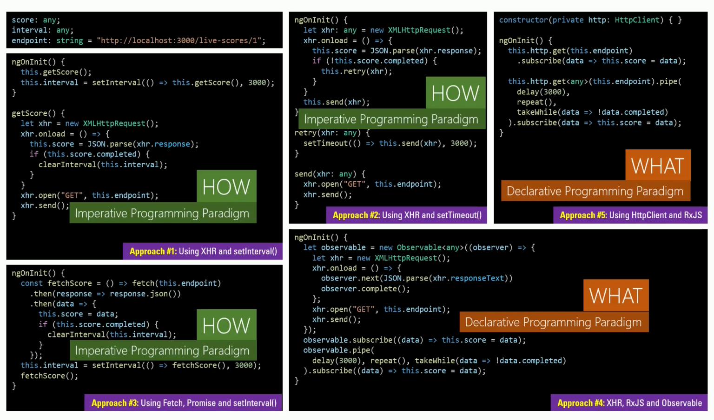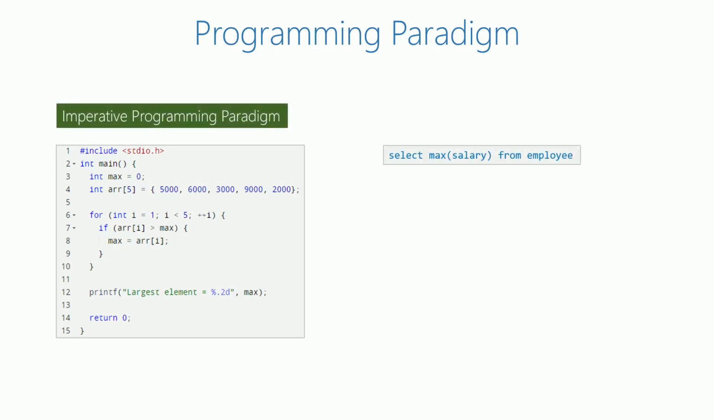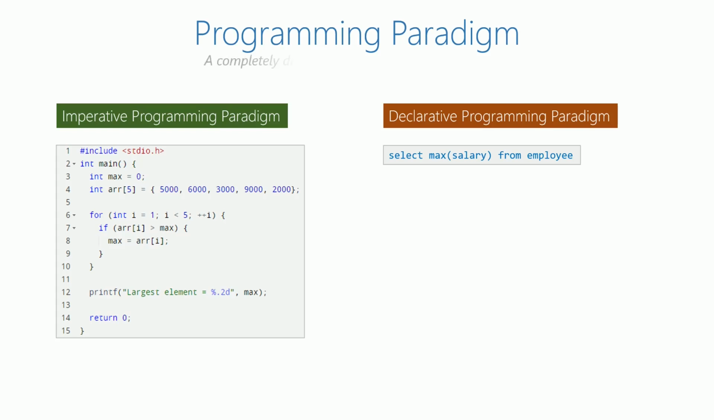Let us have a deep look into programming paradigm. In C programming, a logic with looping needs to be written to find the maximum salary. This is imperative programming. In SQL, the function max of salary will provide the maximum salary. We don't have to write any logic to find the maximum. This is declarative programming. Programming paradigm represents programming feature that requires a complete paradigm shift and thought process when writing code in a specific paradigm.